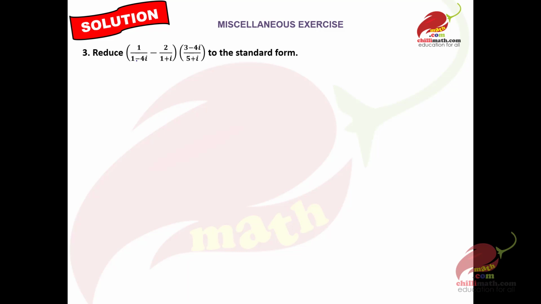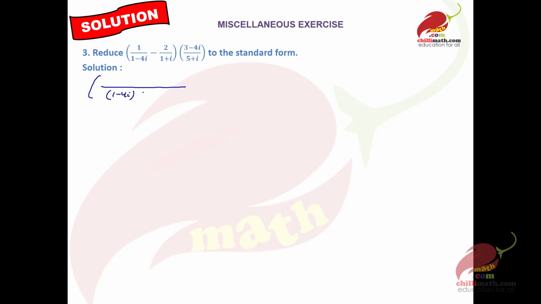Third question is, reduce 1 upon 1 minus 4 iota minus 2 upon 1 plus iota, into 3 minus 4 iota over 5 plus iota, to the standard form. So let us solve this bracket first. To solve this, let us take LCM.